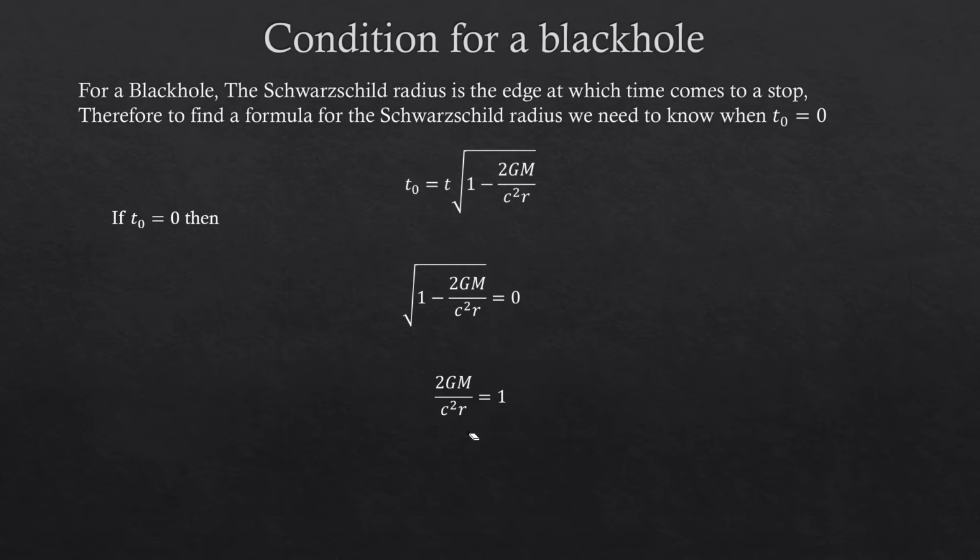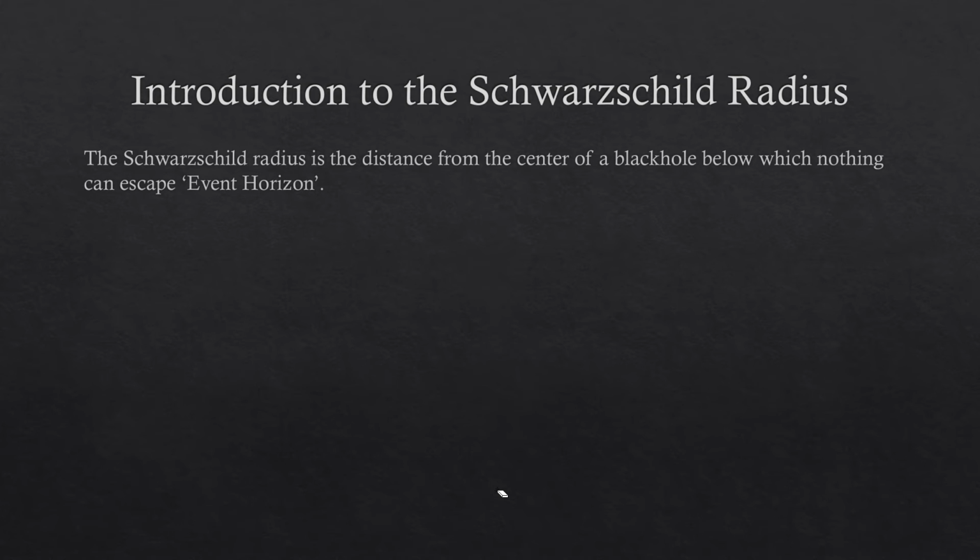So all you do is multiply both sides by r, and that is the formula for the Schwarzschild radius of a black hole, because it's accounted for the condition for a black hole. And that's where the formula comes from. So the Schwarzschild radius is equal to twice Newton's gravitational constant times the mass, divided by the speed of light squared. So, that was the introduction to the Schwarzschild radius.